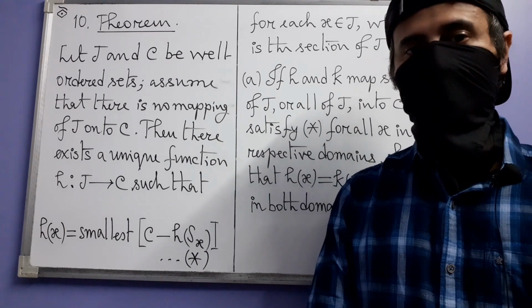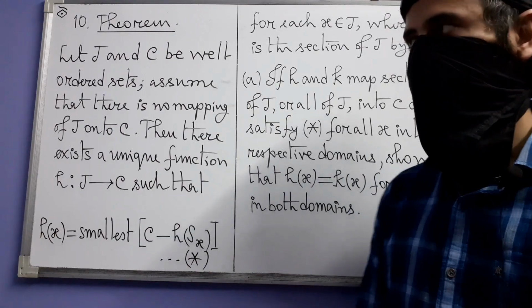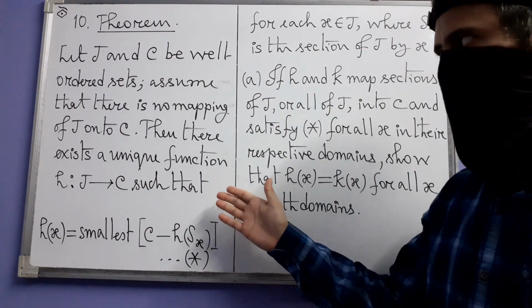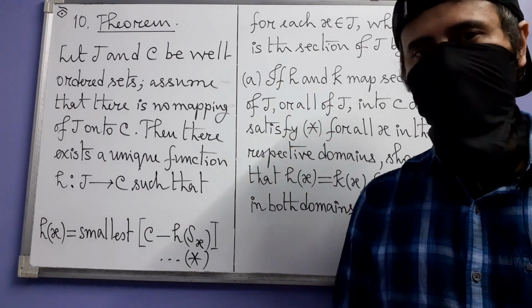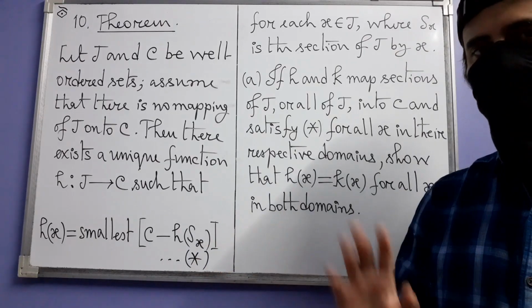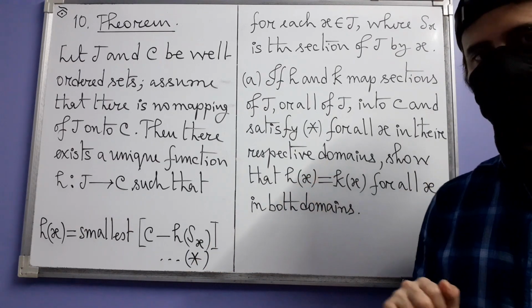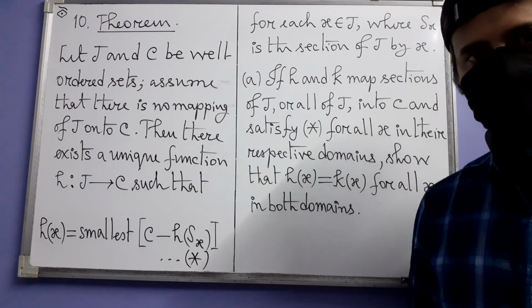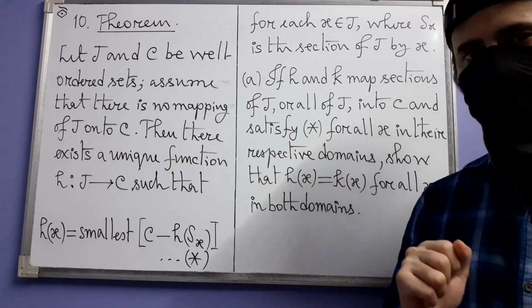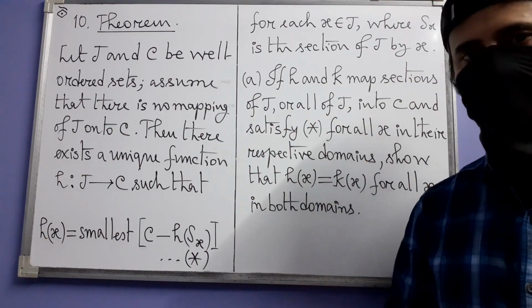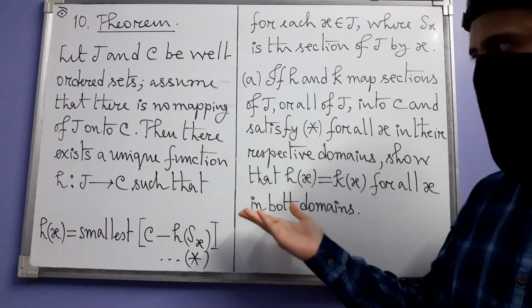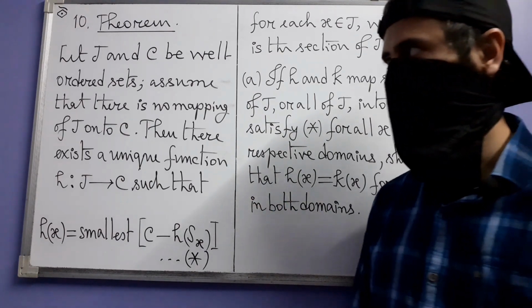Next we have exercise 10. It's a result, it's actually a theorem that we will prove in this exercise. The steps of the proof are given as parts of the exercise. We have to solve each part and that way we will get the full proof. So let's see what the theorem statement is.